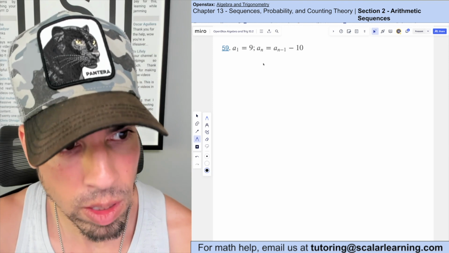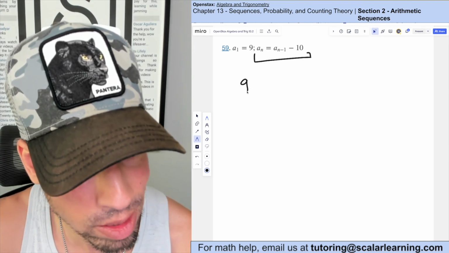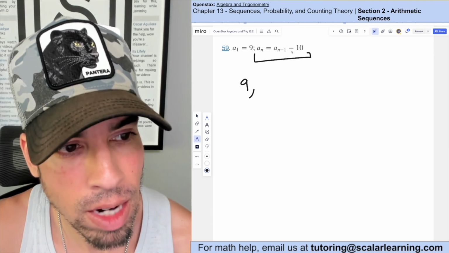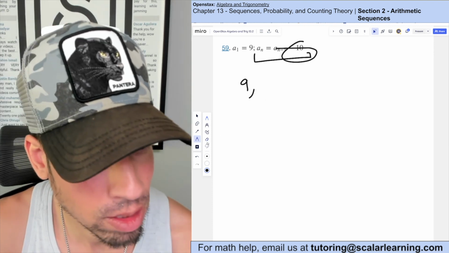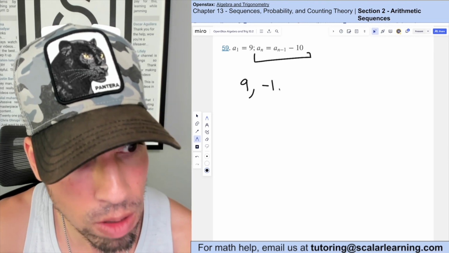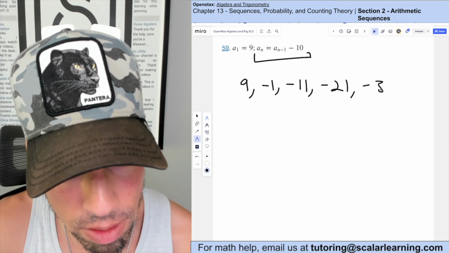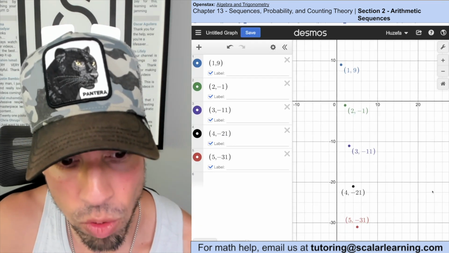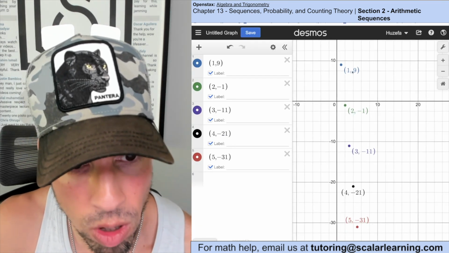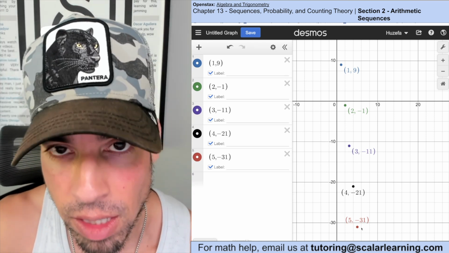Done. So for this one, we're going to write out the first 5 terms using this recursive formula. So we're starting with a sub 1 is equal to 9, and then every subsequent term, it looks like we're subtracting 10. That's what the recursive formula is telling us. So 9 minus 10 is negative 1. Then we'd have negative 11, negative 21, and negative 31. Now to see these terms graphed, I did that in Desmos. So you can see (1, 9), (2, negative 1), (3, negative 11), (4, negative 21), and (5, negative 31).